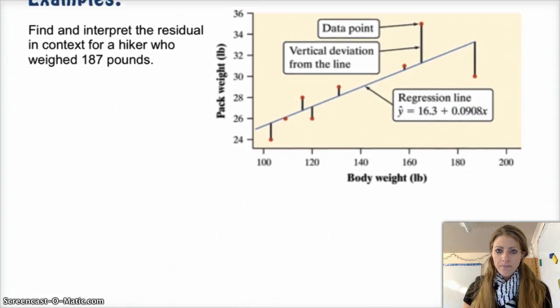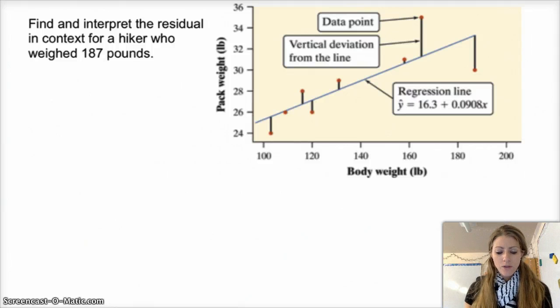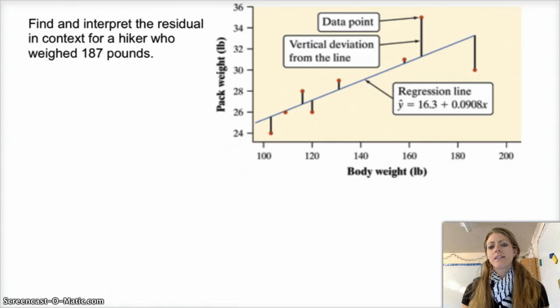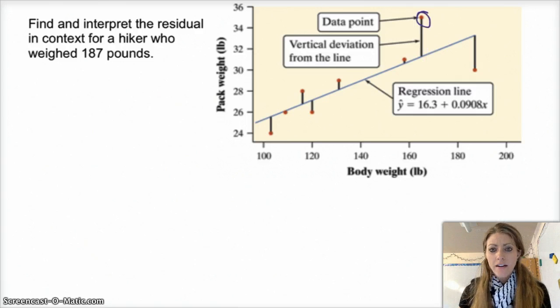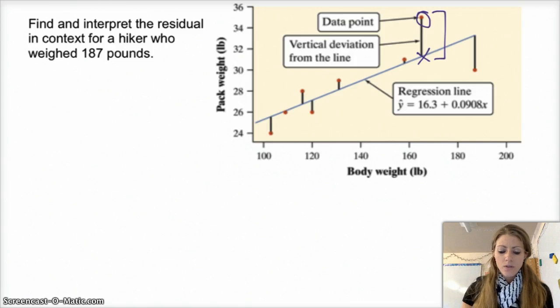So here's a graph. This is the body weight of a hiker versus the pack weight that they can carry. In theory, it should be a positive correlation because the heavier you are, the more you should be able to carry. These little black lines here are the residuals. You have your observed value, and then your line of best fit would predict where the x is, and so your residual is that y value minus the y value that's predicted by the line of best fit. All of those lines there are the residuals.